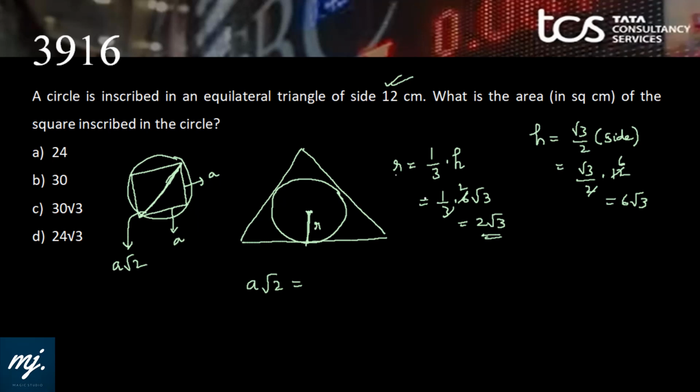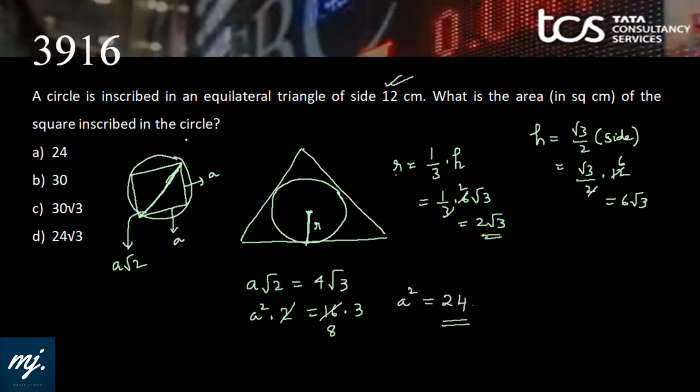Diameter of the circle is twice the radius. So the diameter of the circle would be 4 root 3. Now what is asked? What is the area of the square? Area of the square is A square. Squaring on both sides, we will get A square into 2 equals 16 into 3. That means A square equals 8 into 3, 24 square centimeter.